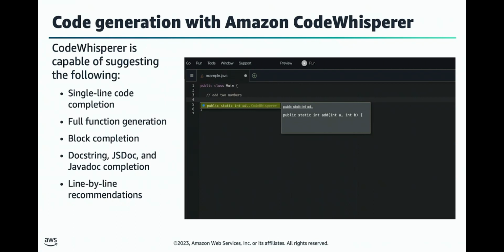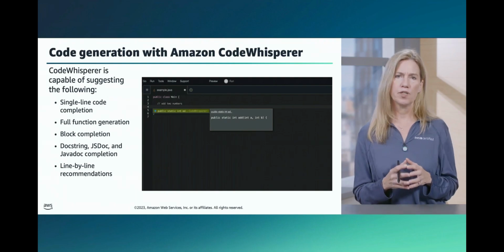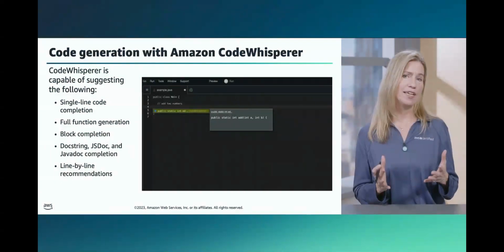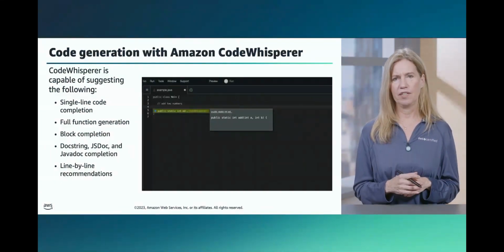Amazon Code Whisperer uses natural language processing of comments in the code to anticipate how a developer is going to finish a line of code or a comment line. It can generate a full function, or it can complete a code block. It can suggest functions to complete doc strings, and it can provide line-by-line suggestions as a developer codes at their own pace. Code Whisperer generates code similar to how the developer would write code, matching their style and naming conventions.